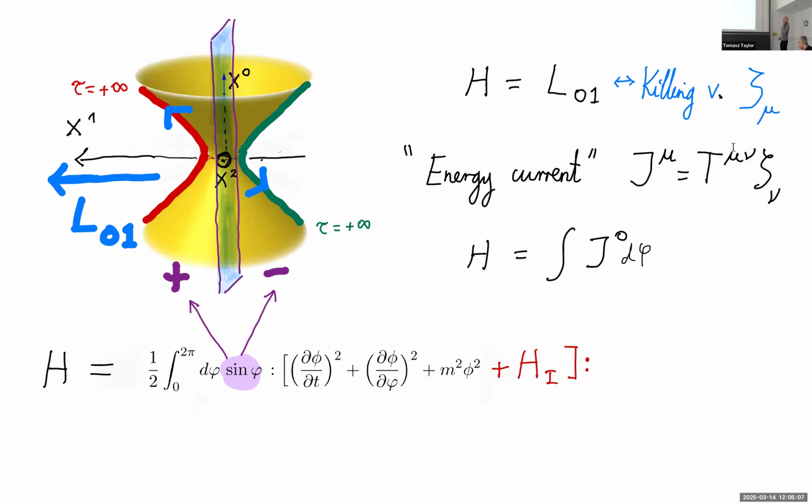Okay, and this Hamiltonian, which is the boost, is somehow called the modular Hamiltonian, which appears in various contexts, even when discussing accelerated observers in flat spacetime.